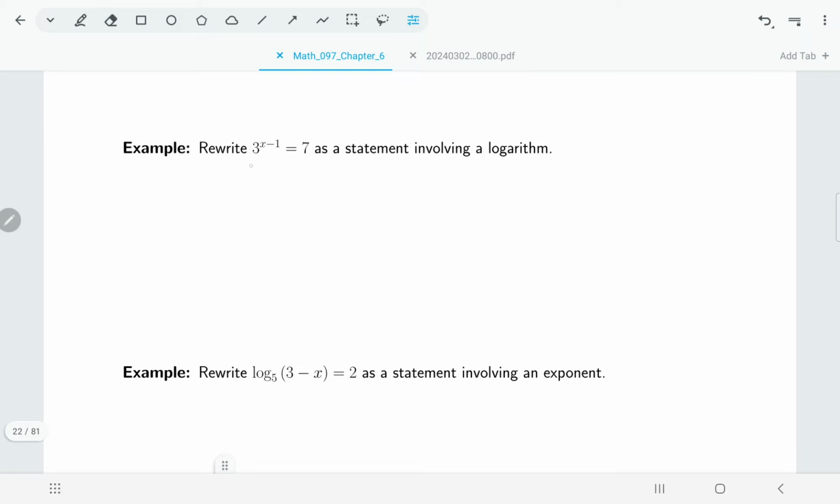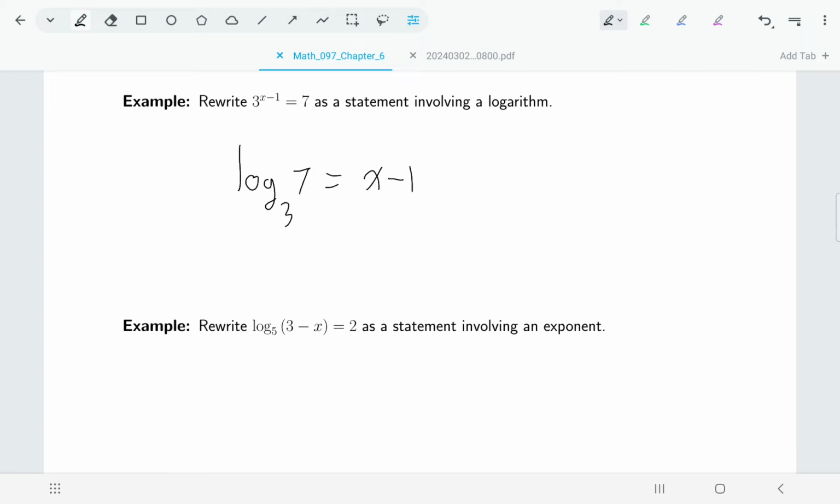So for this first one, 3 to the x minus 1 equals 7. Since it's base 3 for my exponential function, it should be log base 3. And again, we're switching our inputs and our outputs. 7 is what's going into my logarithm, and x minus 1 is what's coming out. And so now if I felt like solving for x, I could. All I'd have to do is move the 1 to the other side, and I'd have solved my equation for x.